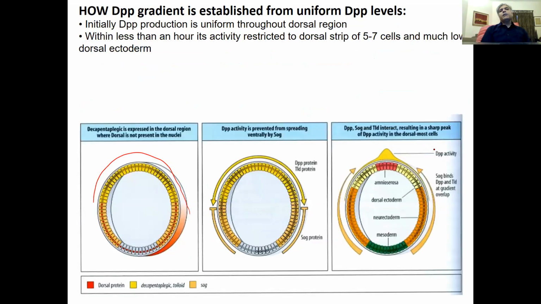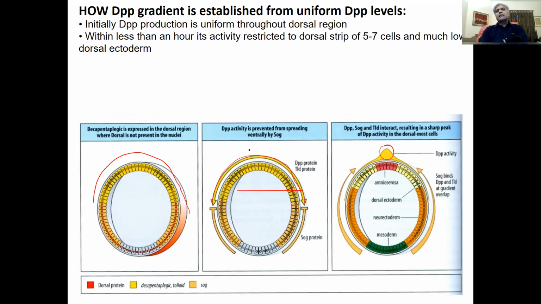Now, this is the concentration gradient of DPP. You can see the maximum concentration of DPP is here. How does DPP get restricted to the dorsalmost region? How is such a threshold effect established? DPP initially is uniform, if you pay attention here. It's uniform throughout here, but this is slowly restricted. This is due to the action of dorsal and other proteins involved, which I'm going to explain in a moment.